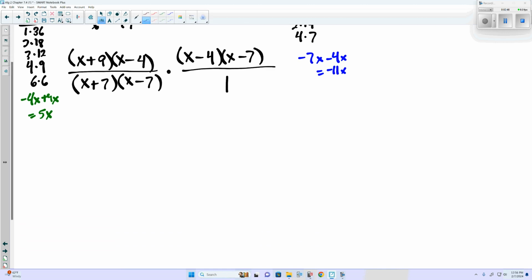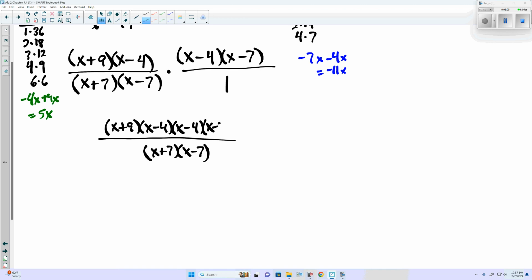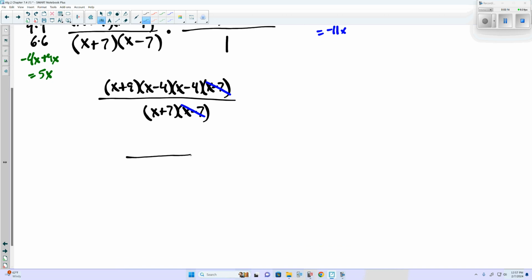Now at this point here, we can multiply all this together. Now the denominator is going to be x plus 7, x minus 7. The numerator is x plus 9 times x minus 4 times x minus 4 times x minus 7. But we only have one thing in common on top and bottom: x minus 7 and x minus 7. Thus leaving us with x minus 4 times x minus 4 times x minus 4 over x plus 7.